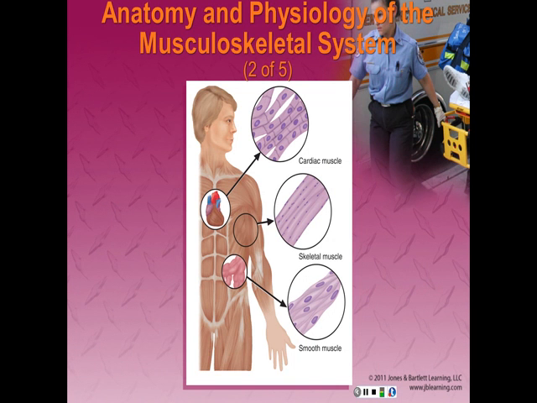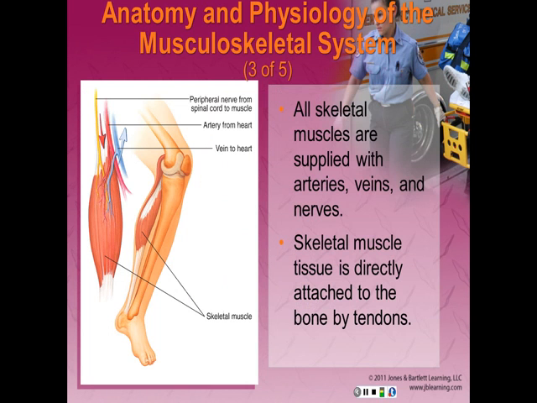Cardiac muscle contributes to the cardiovascular system, and smooth muscle is a component of other body systems, including the digestive and cardiovascular systems. All skeletal muscles are supplied with arteries, veins, and nerves. Blood from the arteries brings oxygen and nutrients to the muscles, and waste products, including carbon dioxide and lactic acid, are carried away in the veins. Skeletal muscle tissue is directly attached to the bone by a tough, rope-like, fibrous structure known as a tendon. Tendons are extensions of the fascia that cover all skeletal muscle.